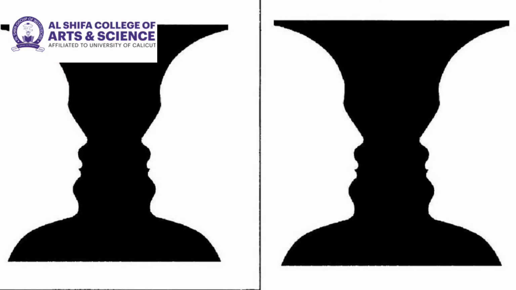Take the example of the Rubin vase. In this picture you can see a Rubin vase. Some people see a white background with a black vase-like structure, and some people see black as the background and the figure as white. This is called figure ground segregation.